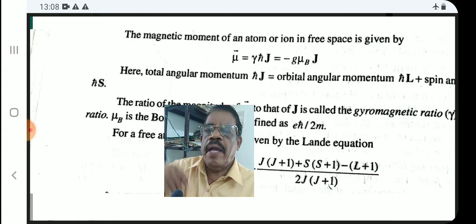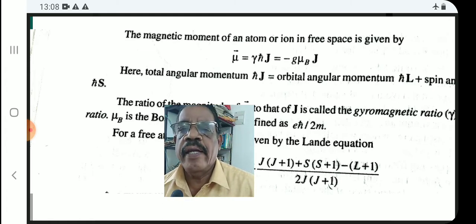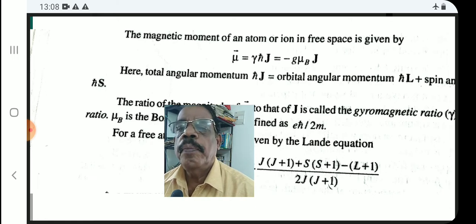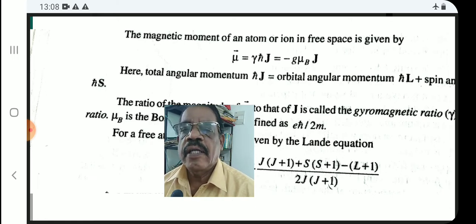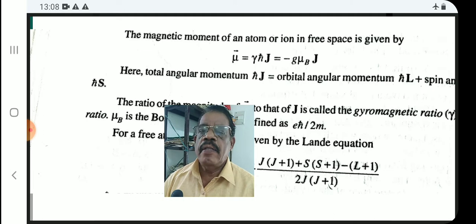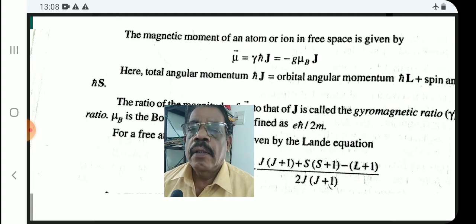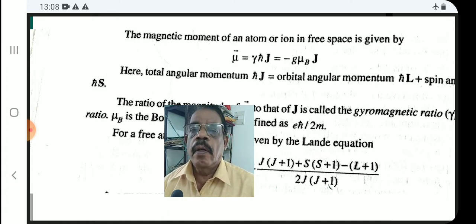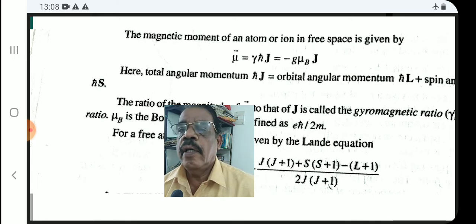The magnetic moment of an atom or ion in free space is given by mu is equal to gamma h j. Gamma h j is equal to minus g into mu b j.